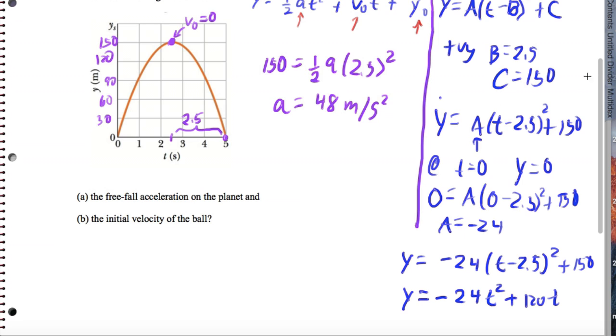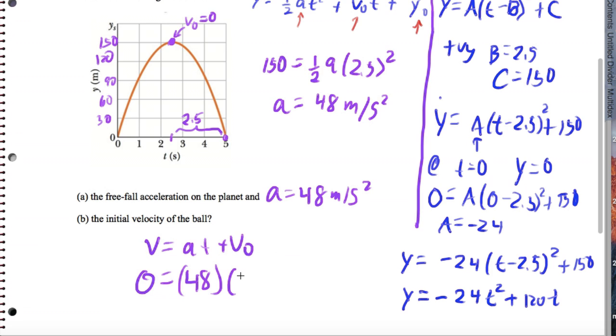Let me go back to Sarah's approach. What Sarah obtained was that the free fall acceleration was 48 meters per second squared. To get the initial velocity, we'll say v equals at plus v naught. Here's what we'll note: 0 is negative 48 times 2.5 seconds plus the v naught that we launch at, with negative 48 because we end up slowing down here. It's a negative acceleration. And so we get that v naught is 120 meters per second.